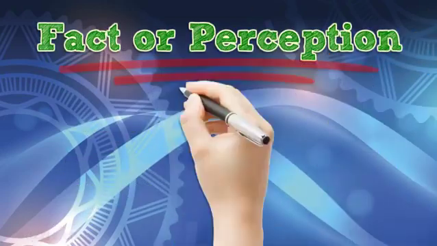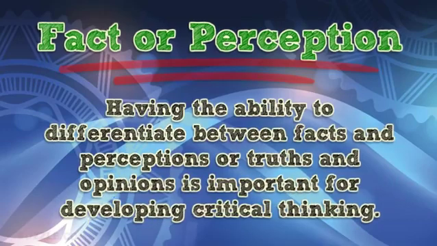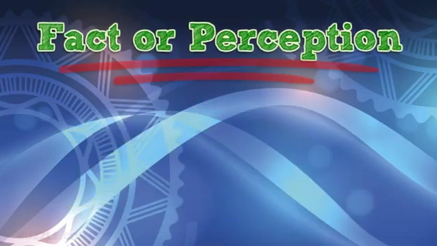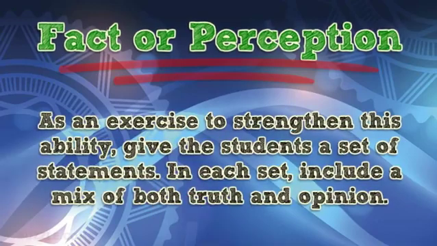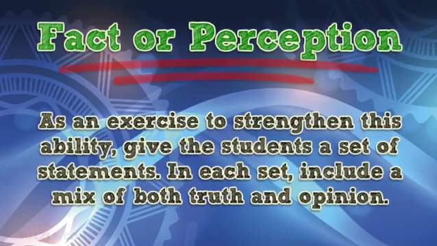Fact or perception. Having the ability to differentiate between facts and perceptions or truths and opinions is important for developing critical thinking. The opinions that two people have may be completely different. As against this, truths are truths, they don't change from person to person. As an exercise to strengthen this ability, give the students a set of statements. In each set, include a mix of both truth and opinion.